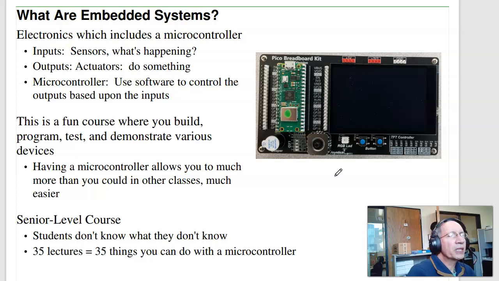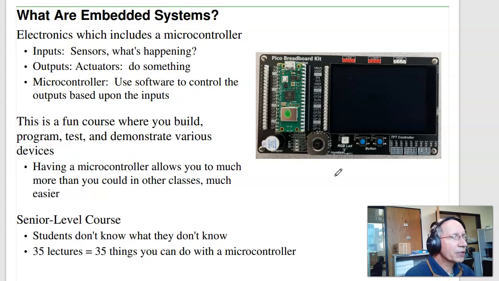In terms of what embedded systems are, again, this class is advanced embedded systems. An embedded system is pretty much any electronic device that includes a microcontroller. It has inputs, where you read sensors, so the microcontroller knows what's happening in the world. It's got outputs, actuators to drive motors, lights, speakers, and a microcontroller that controls the outputs based upon the inputs.